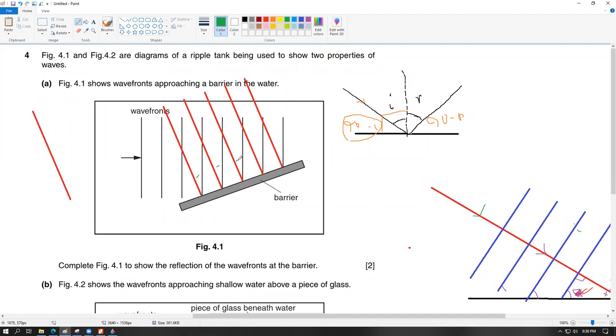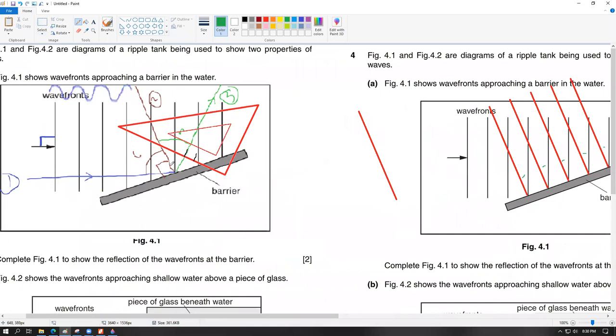The reflection would happen, and because of the reflection, the wave is supposed to change its direction like that. So the reflected wavefronts should look like this. Let me draw the reflected wavefronts over here with pink. This is also the incoming wavefront direction. This reflected wavefront direction should be like that, so that there is a 90 degree angle over here. This one should be like that, and this one like that.